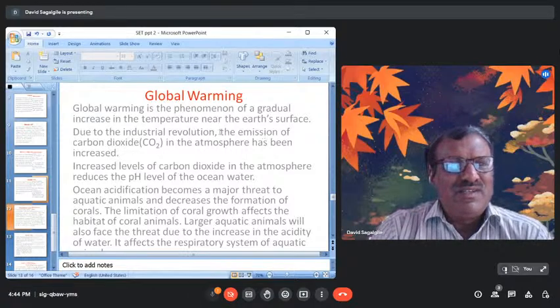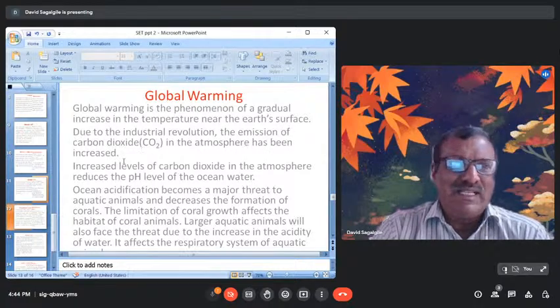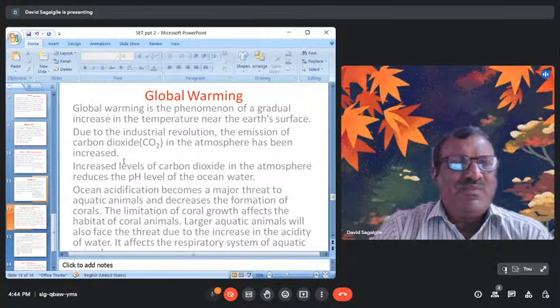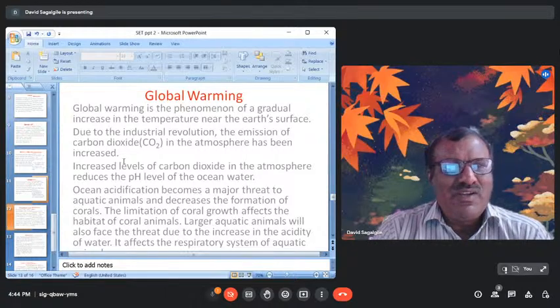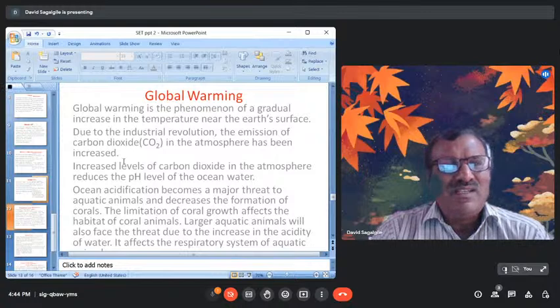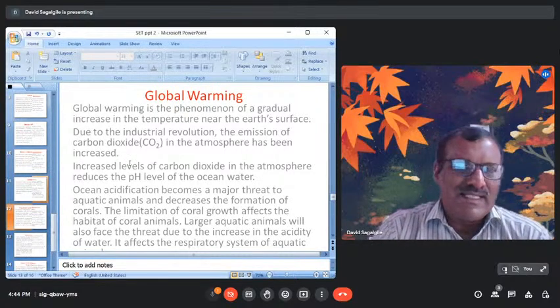Due to the Industrial Revolution, the emission of carbon dioxide in the atmosphere has increased. A few years back, before the Industrial Revolution, the release of carbon dioxide was very little compared to what it is now. But because of the massive industries, and every country going for industries and the Industrial Revolution, we see that carbon dioxide is increasing day by day, and the atmosphere is full of these poisonous gases.